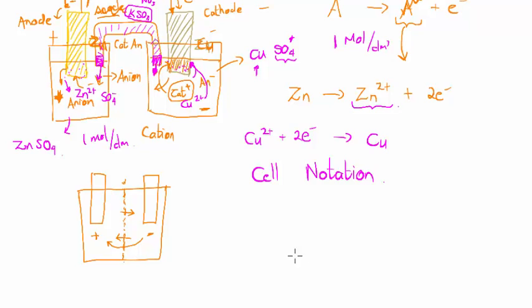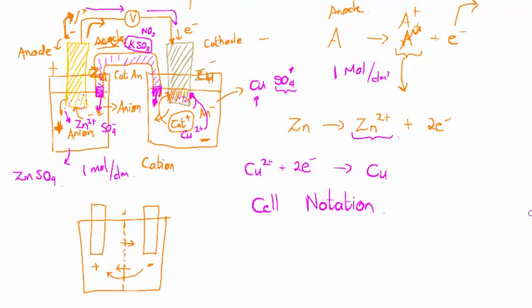What is cell notation? It is writing this notation in a shorthand form, and what we will do is just quickly define this one. What happened to this one? It went from 0 to 2 plus, so it was oxidized. So this is the oxidation half reaction. This one went from 2 plus to 0, so it was reduced. So this is the reduction half reaction.